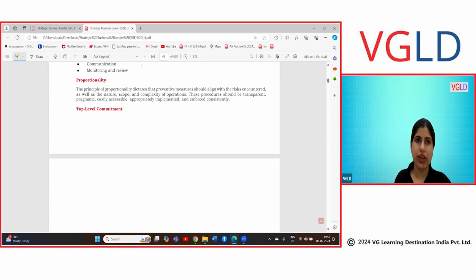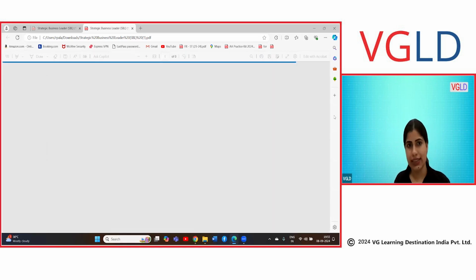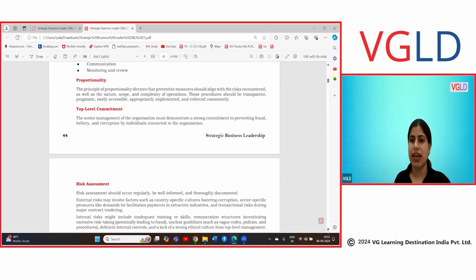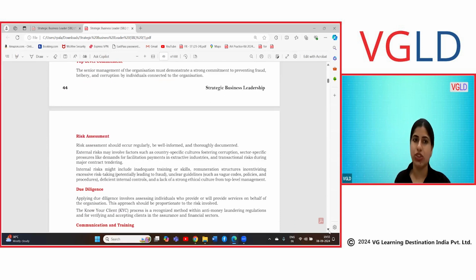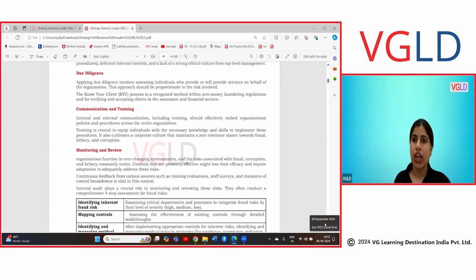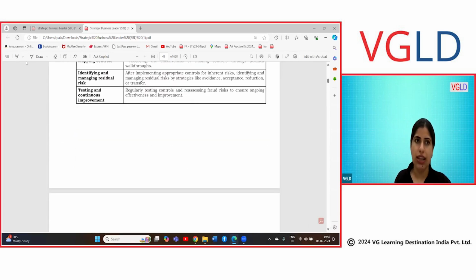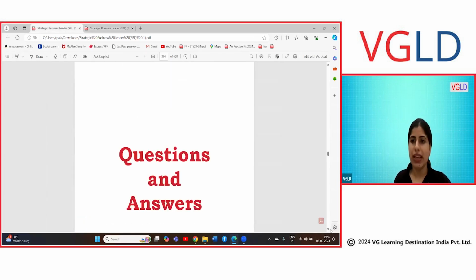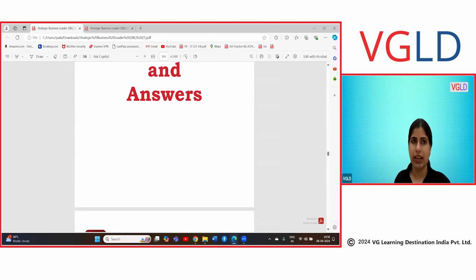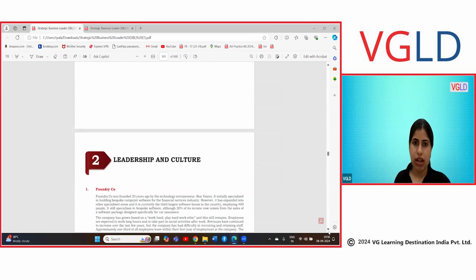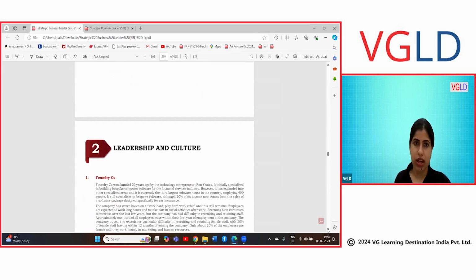So you can suggest whatever you want according to the case study. Make sure in SBL, whatever our response is, it should be based upon the case study. No vague point, no direct point. Now, we have discussed all the pointers. Now, let's move towards a question. I will be taking a question from our question bank only, from this booklet only. So let's go.